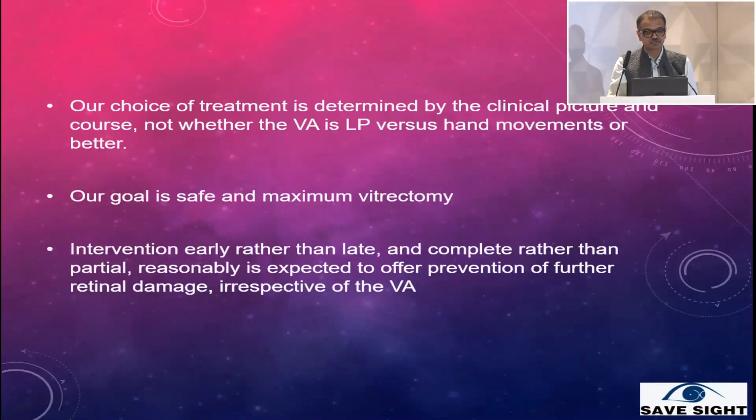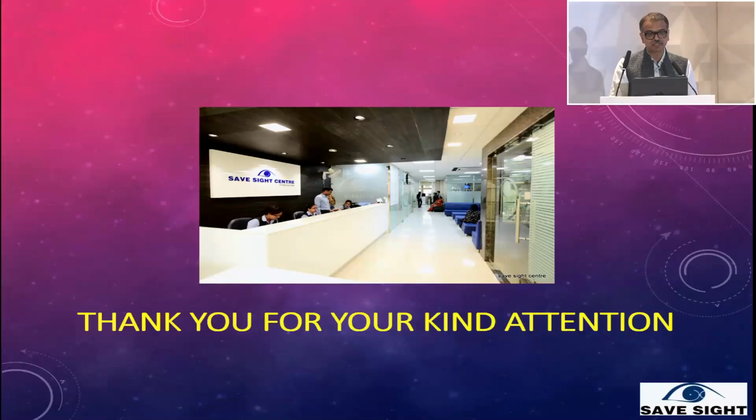So to conclude, our choice of treatment is determined by the clinical picture and course, and whether the vision is light perception or worse. Our goal is to do a safe and maximum vitrectomy as much as possible. Early intervention rather than late means whenever you have doubt, tilt your diagnosis towards infectious endophthalmitis and start the treatment. And a complete rather than partial vitrectomy is reasonably expected to offer prevention of further retinal damage, irrespective of visual acuity. Thank you.